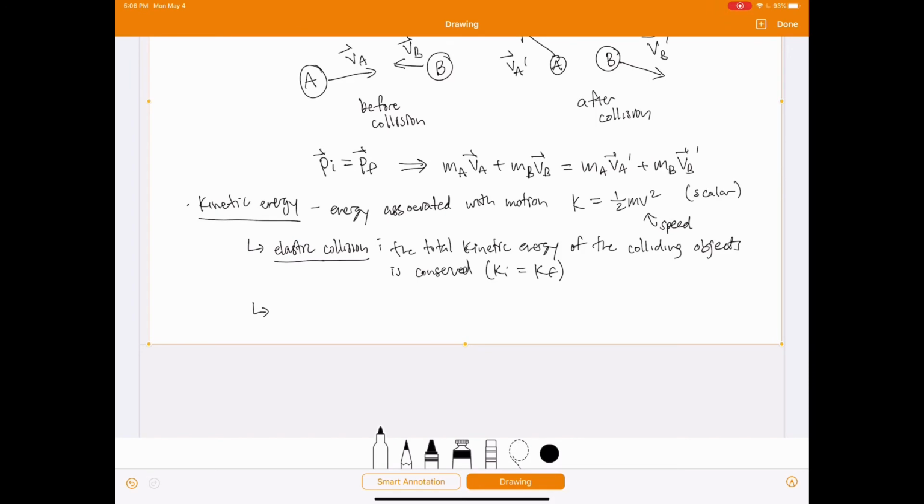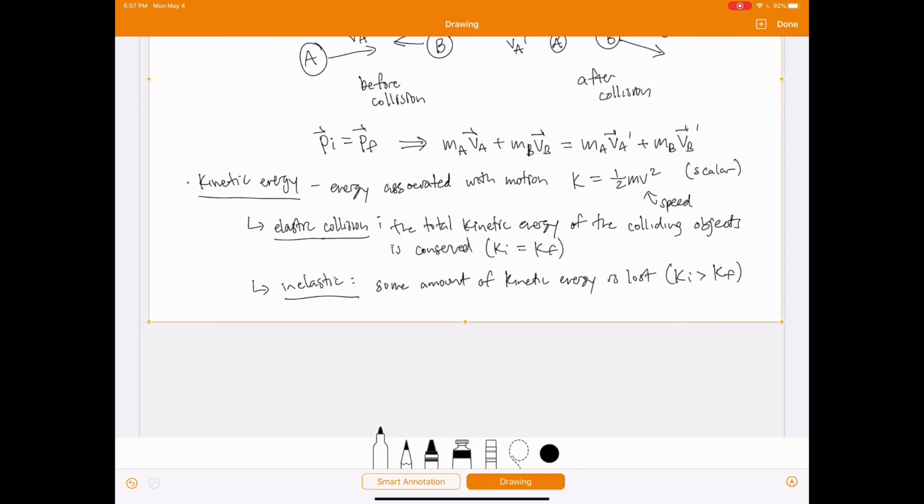And in the case of inelastic collisions, we have some amount of kinetic energy that's lost. Okay, so we don't have the exact same amount before and after. So the initial kinetic energy is actually greater than the final.